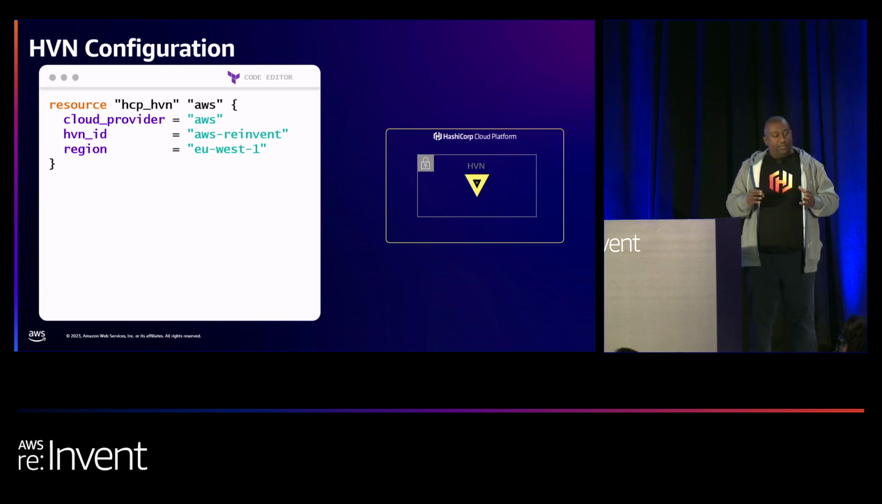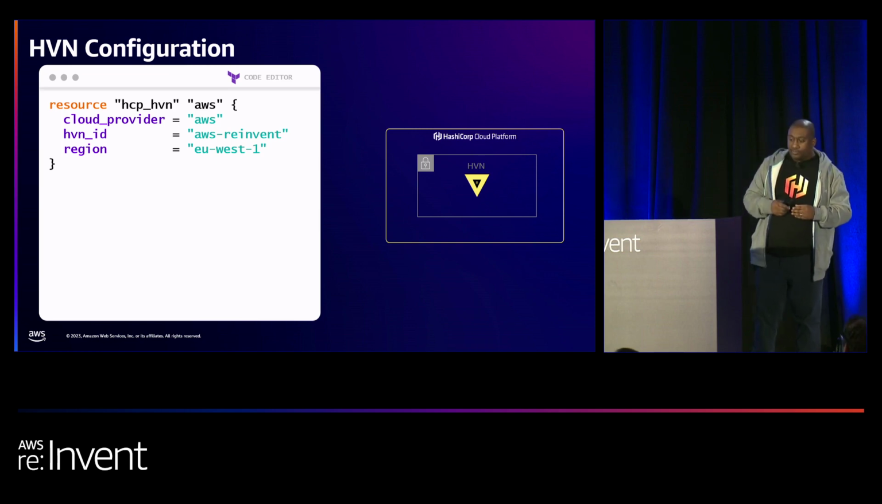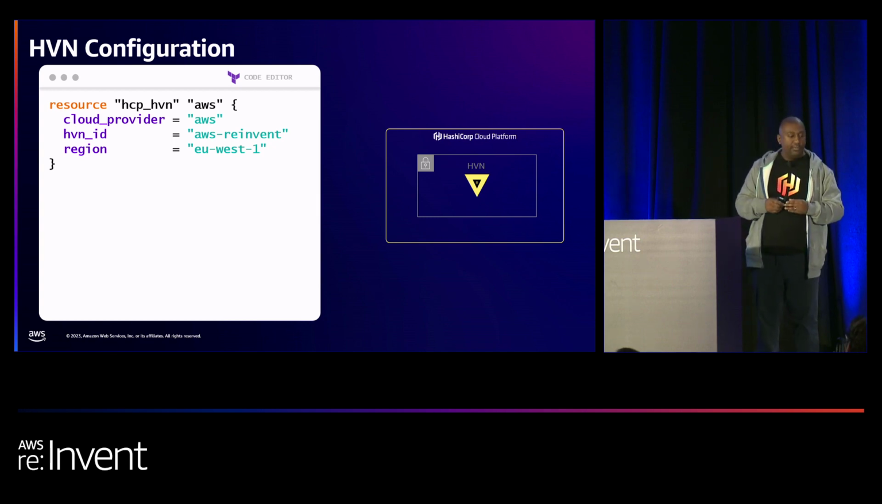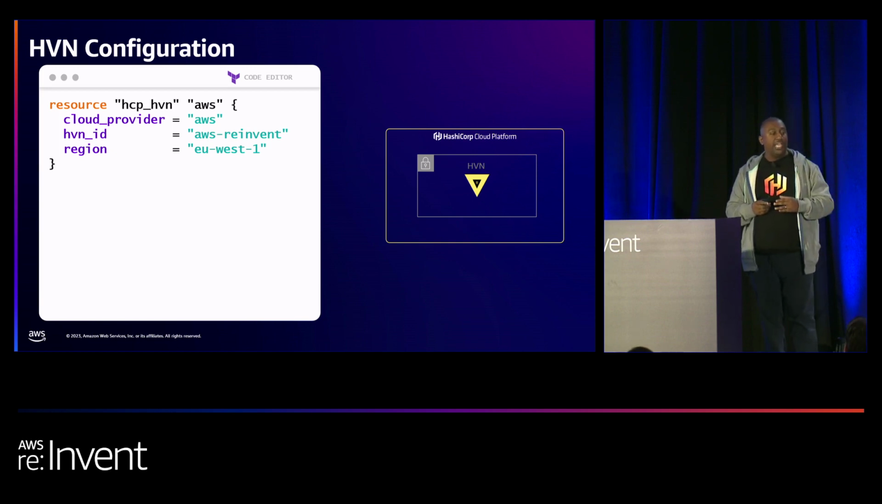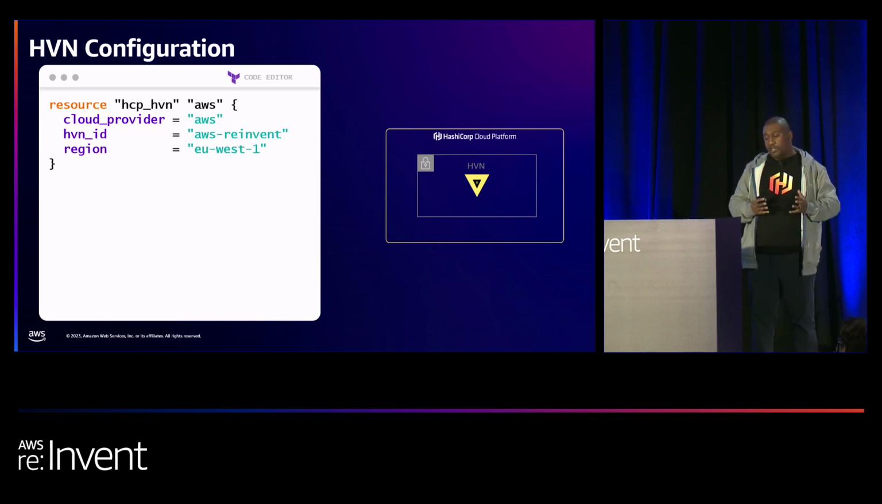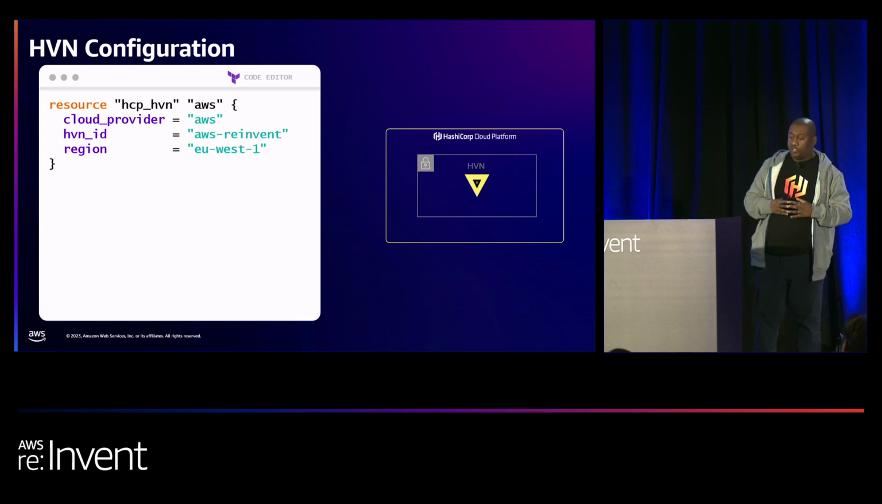Now, jumping back to the image that we had before, we talked about the HVN, that basically being a VPC, right? So we're going to need to deploy that. And to do that, we're using a different Terraform provider. We're using a Terraform provider which we call HCP, and that's what interacts with the HashiCorp Cloud Platform. And the specific resource we're using this time is the HCP HVN resource. Now, this supports multiple cloud providers, but specifically we're talking about AWS today. So we have to tell the resource exactly what cloud provider we're using, so that's AWS. And we need to give it a name, which is called an HVN ID, and we've called it AWS reInvent.